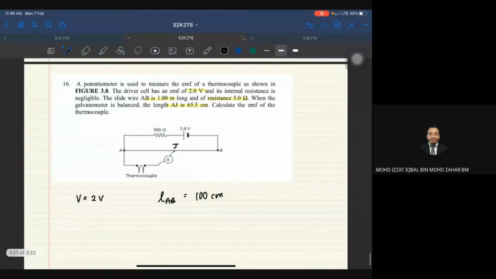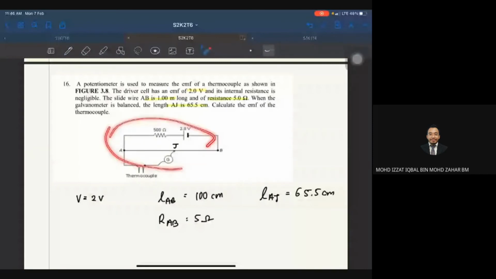Then it says the resistance for AB is 5 ohm. And then it says the length for AJ is 65.5 centimeter. Okay, that's all the information that's given, including the circuit over there.